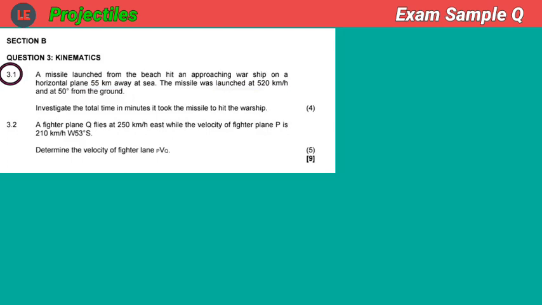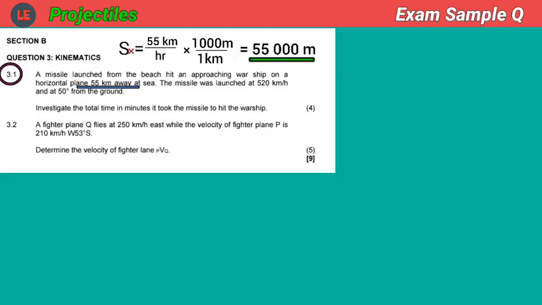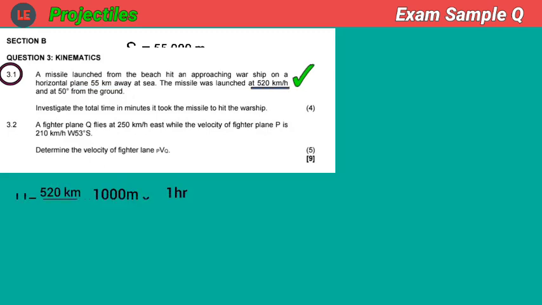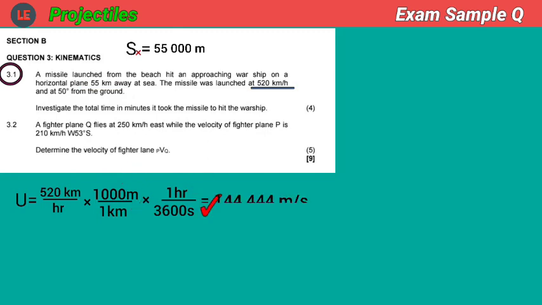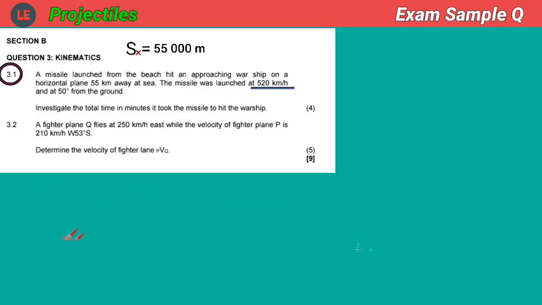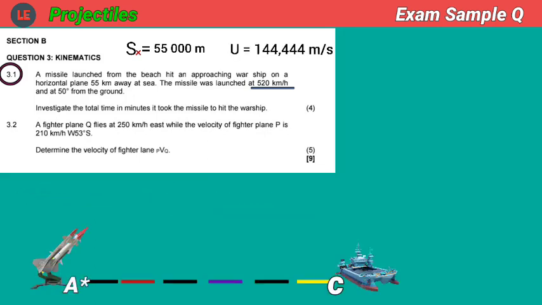Before any calculations attempt, let us first convert these given values to meters. We say 55 kilometers times 1000 meters over 1 kilometer. This will be 55,000 meters. And the velocity is 520 kilometers times 1000 meters over 1 kilometer times 1 hour over 3600 seconds. That will be 144.444 meters per second.